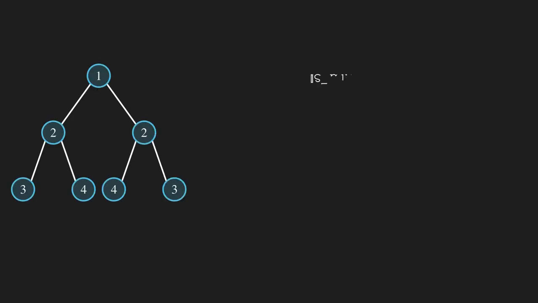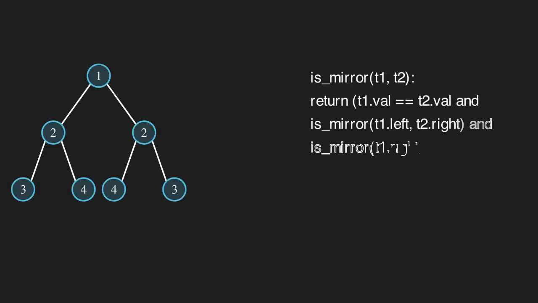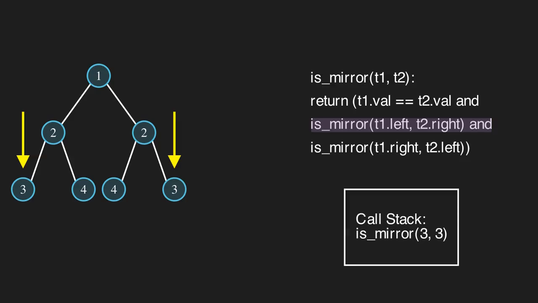Let's rigorously verify our algorithm by tracing example 1. The main function receives node 1 and calls is_mirror with the left child, node 2, and the right child, node 2. Inside is_mirror, the base cases are bypassed. The value check evaluates to true because 2 equals 2. The function then evaluates the first and condition, pushing a new frame to the call stack to compare the outer nodes, 3 and 3.